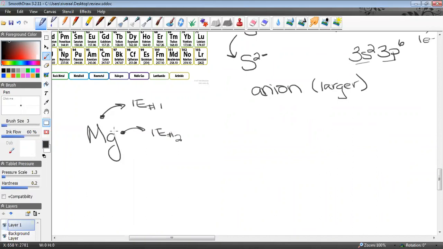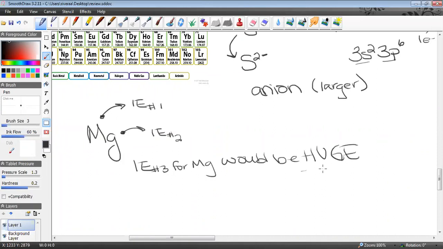If you try to remove a core electron or a non-valence electron, like ionization energy number 3 for magnesium, it would be huge, because magnesium only wants to lose 2 valence electrons. Huge.